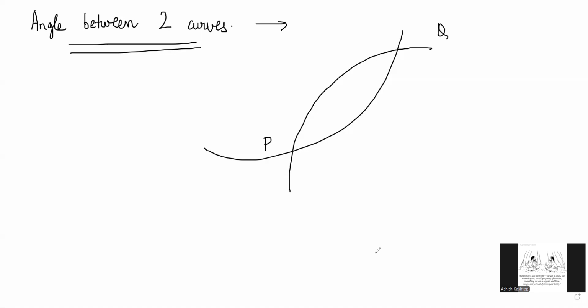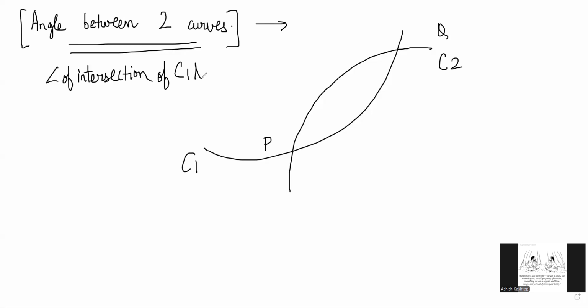If they are intersecting at points P and Q, I need to find out the angle of intersection. Let's call this curve 1 and this one is curve 2, the angle of intersection of curve 1 and curve 2 at P and at Q. So how do you think we will define an angle of intersection between these two curves? What's the logic?